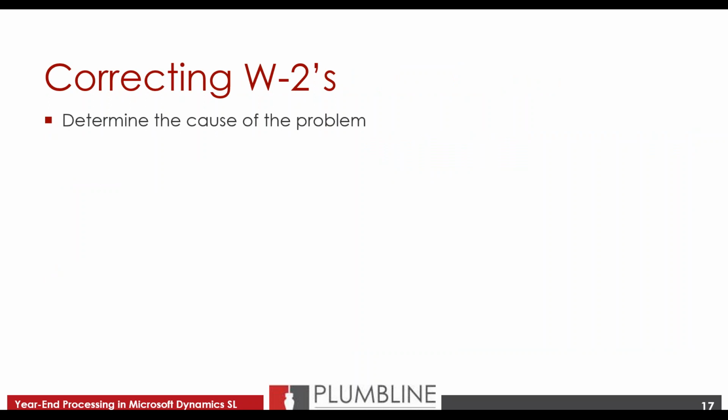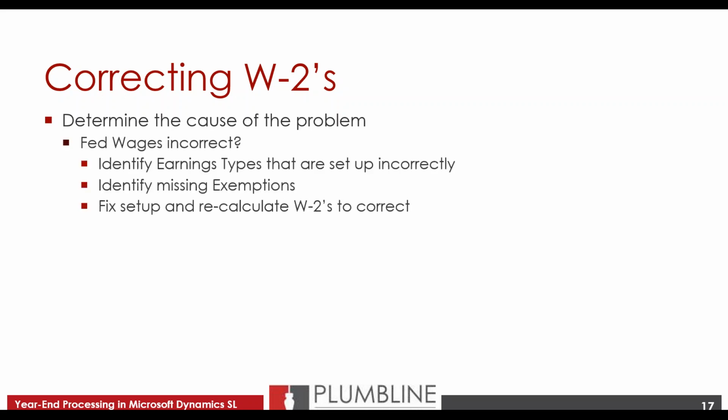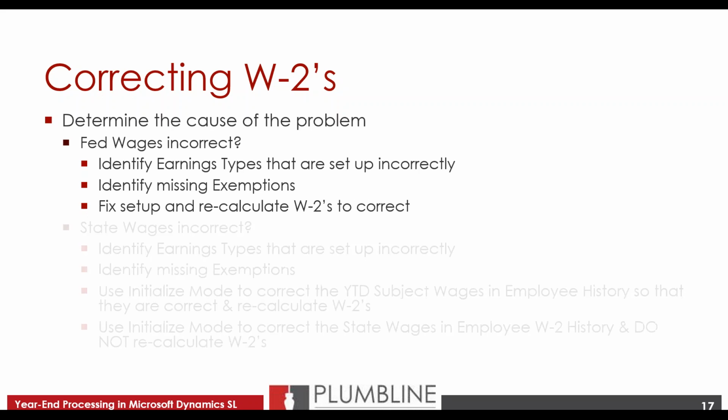Now, if you do determine that corrections need to be made on the W-2s, we need to first try to determine what's causing it to be incorrect. And there's several potential causes for situations like that. If the federal wages are what appear to be incorrect, we would want to take a look and identify any earnings types that may be set up incorrectly. Look for any missing exemptions that maybe should exist. And if any such items are found, we would want to correct the setup, and then you can rerun the W-2 calculation process and review those amounts again.